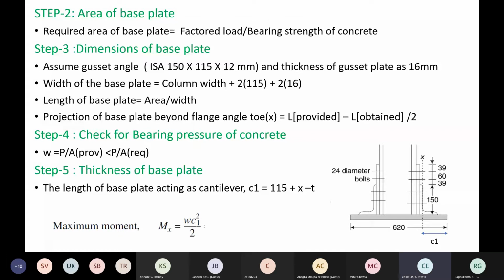612 mm. Yes, it is 612. Everybody got that 612 mm? Yes, ma'am. Once we know the width, we'll calculate the length of the base plate. That will be area divided by width. Here we got 612 mm, and we are rounding it off as 620 mm. So the total area divided by 620 mm will give the length of the base plate. You tell me what is the length of the base plate.